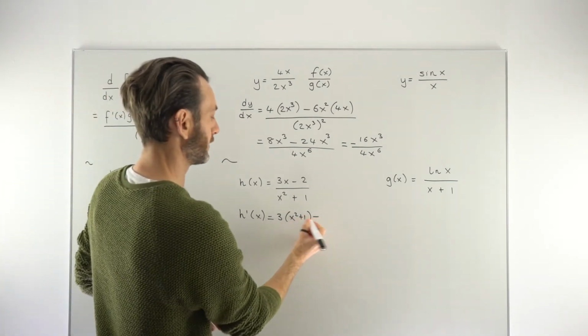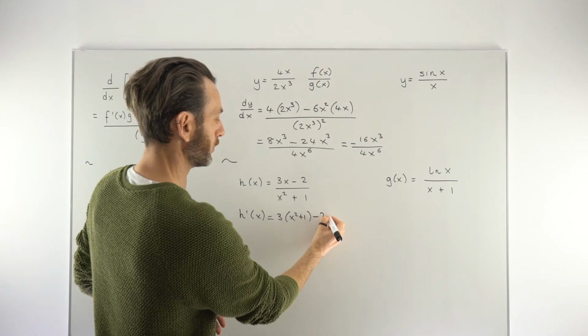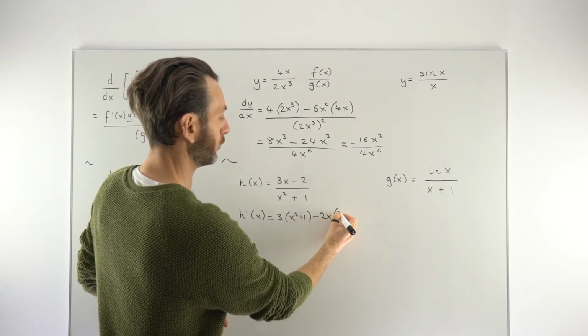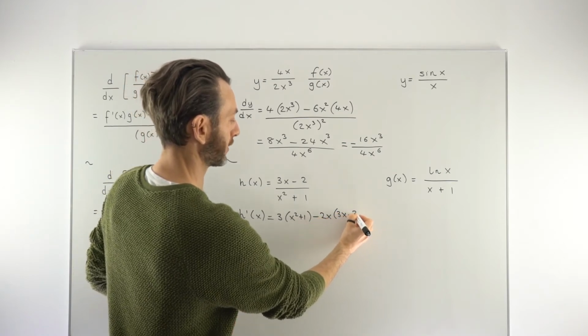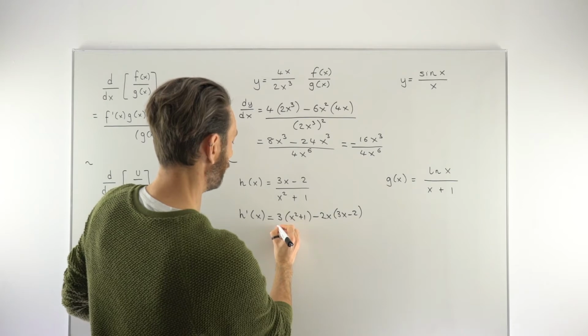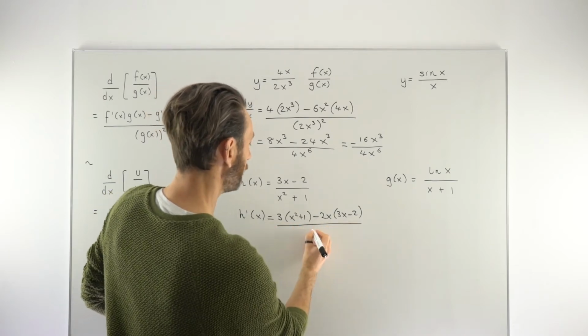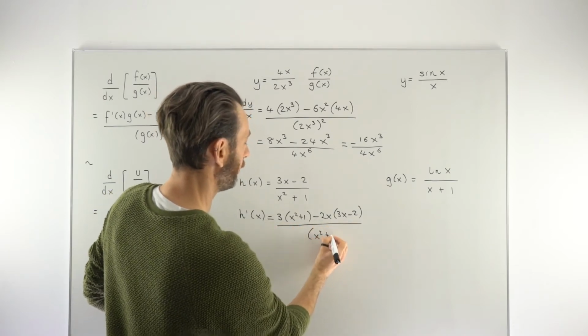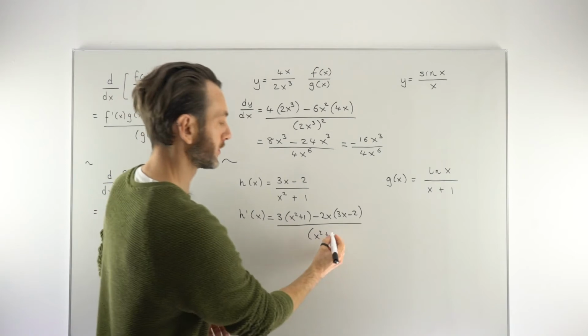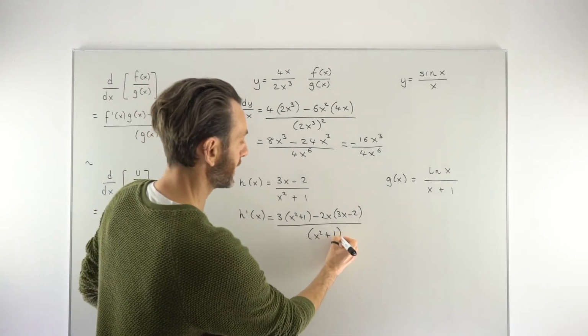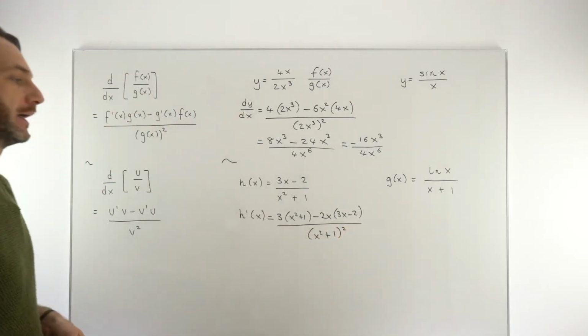And then minus the derivative of the lower function, which is 2x, using the power rule, times the upper function, which is 3x minus 2. And then again, all of that over the lower function, which will quite often be multiple terms. So you need to put them all in a bracket because we're squaring them like that.